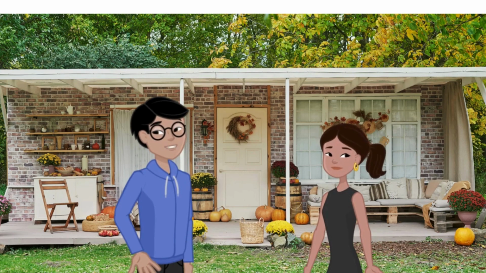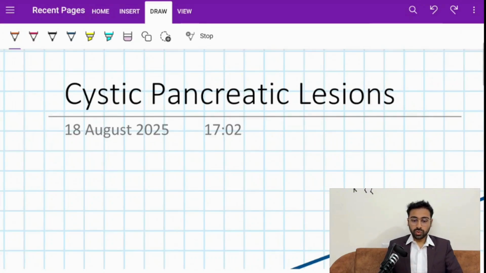All right, let's start. Today, we shall be learning a very important topic of cystic pancreatic lesion. This is very important because in our day-to-day practice, we encounter this very frequently, as well as these lesions often find their way into multiple exams, including the MD-DNB final exam or competitive level exams.